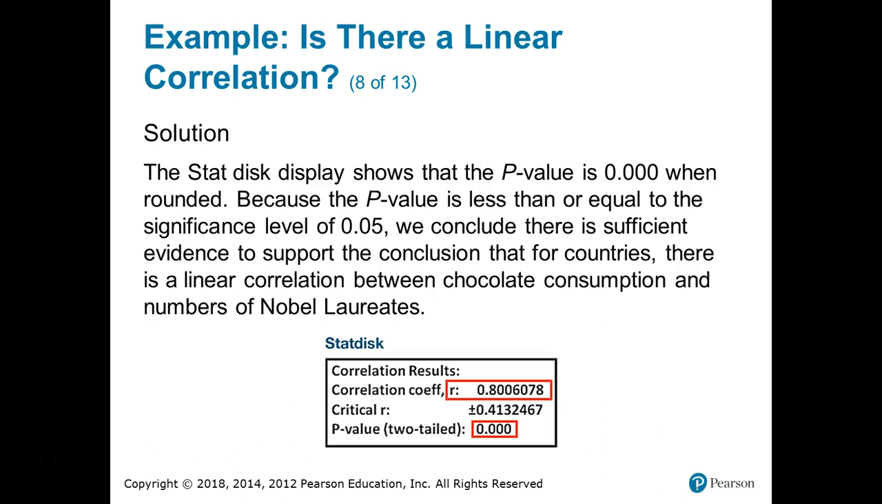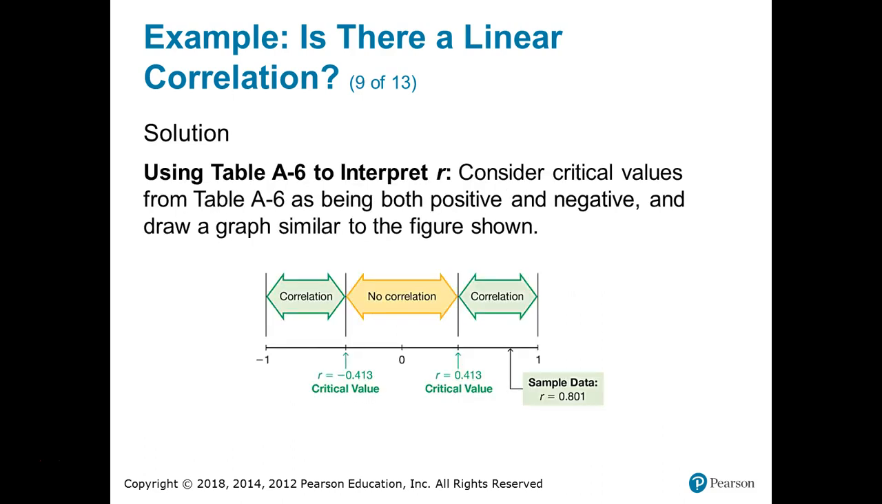So because the p-value is less than or equal to the significance level, we conclude that there is sufficient evidence to support the conclusion that for countries, there is a linear correlation between chocolate consumption and number of Nobel Prizes. Now, to show you that in another form, we are going to look at table A6.